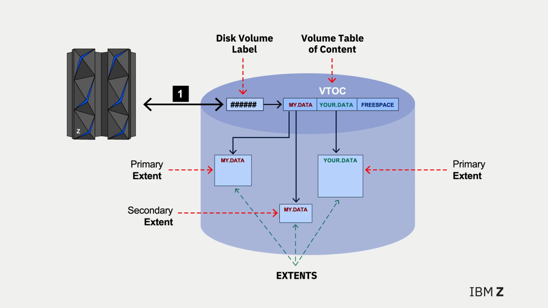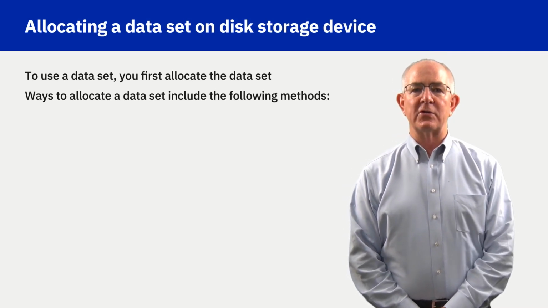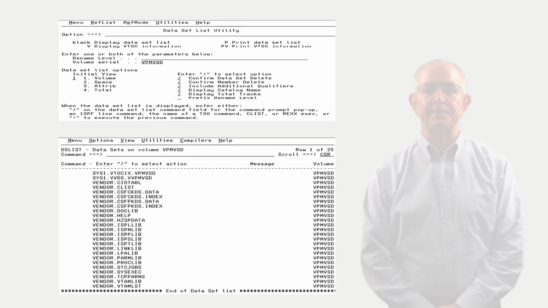Dataset names are physically allocated on disk storage devices in extents, where an extent is a contiguous area on the disk storage device. There are several ways to create new datasets on a disk storage device, such as using the TSO ALLOCATE command, the ISPF option 3.2 panel, and JCL, job control language, that is discussed later in the video in the z/OS introduction series. When creating a new dataset name, the size of primary extent and secondary extent is specified.